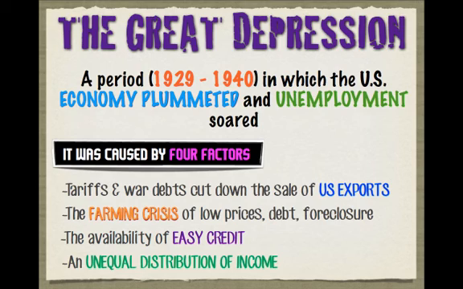It was caused by four main factors. Tariffs and war debts cut down the sale of U.S. exports, the farming crisis of low prices, debt, and foreclosure, the availability of easy credit throughout the 1920s, and the unequal distribution of income. So all of these factors happening together made this perfect storm, along with the Great Crash, to create the Great Depression.